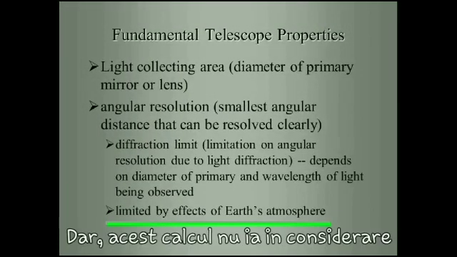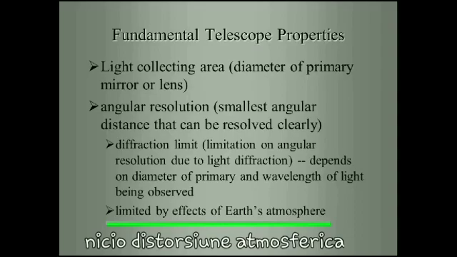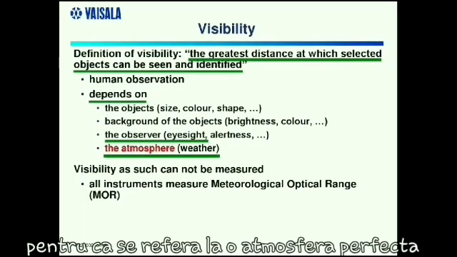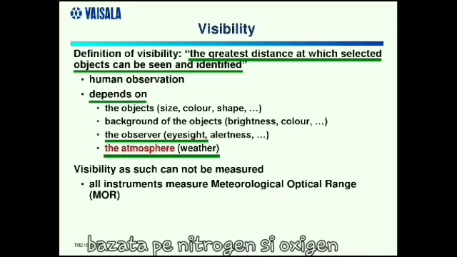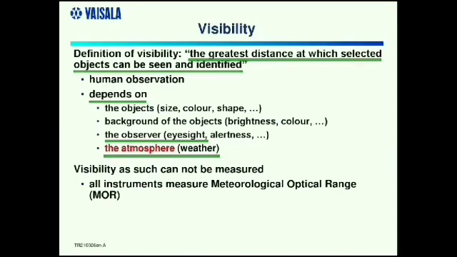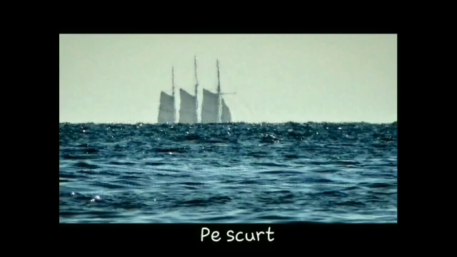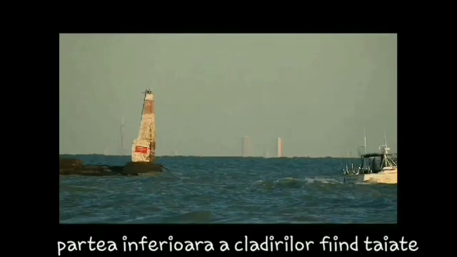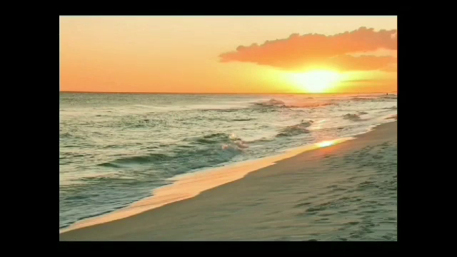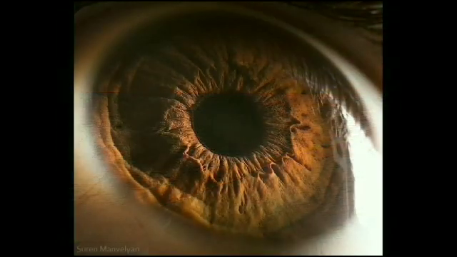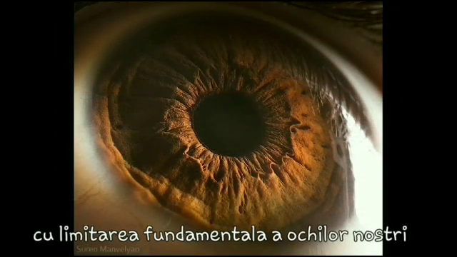However, this calculation does not take into account any atmospheric distortions and can only become worse in reality, as it is regarding a perfect nitrogen-oxygen-based atmosphere with no moisture or dust particulates floating about. In short, the appearance of boats going over a curve, the bottom of buildings being cut off, and the luminaries in the sky appearing to set can all be explained over a flat surface with the fundamental limitations of our eyes alone.